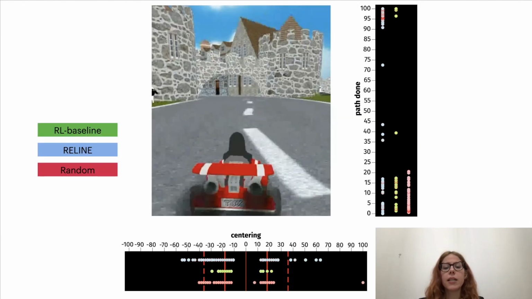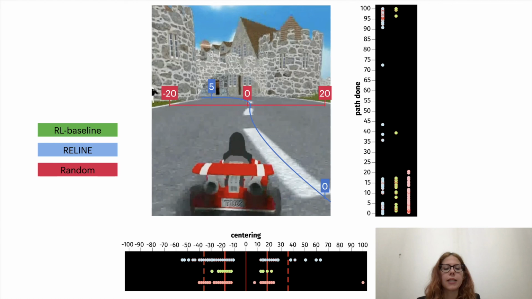More interesting is the position of these spotted points in the environment of the game, that we describe using two values, the centering and the path done. The centering is the position of the agent relative to the center of the track. Instead, the path done is the position of the agent relative to the finish line.